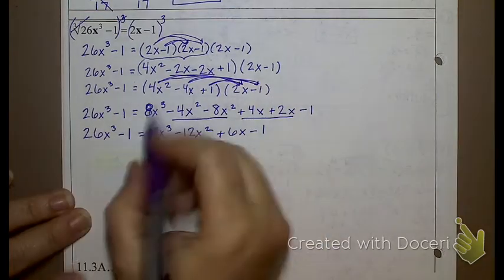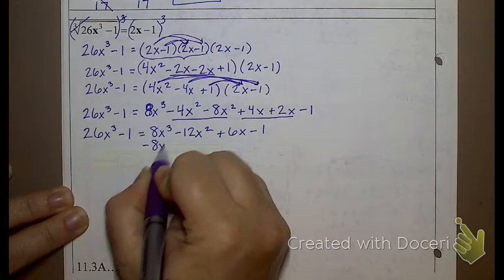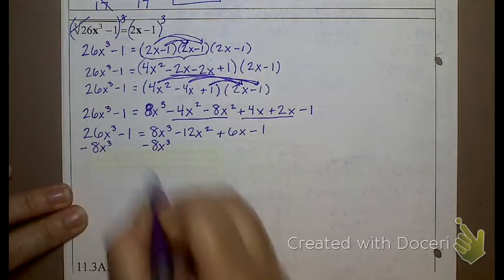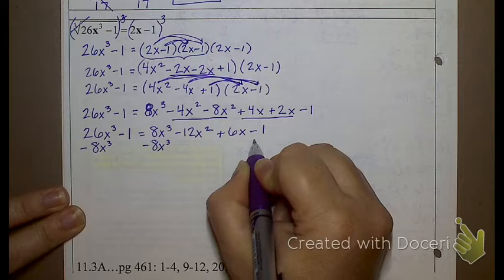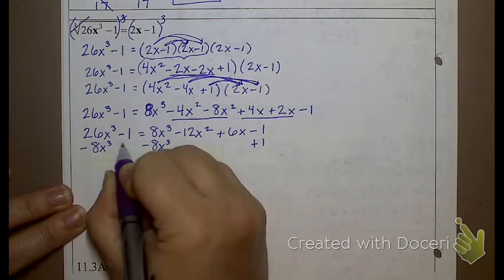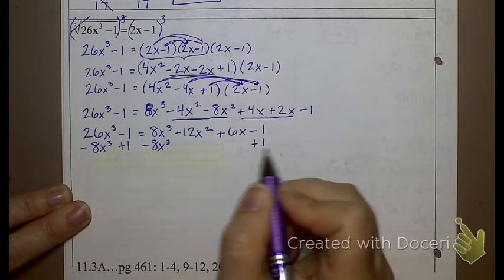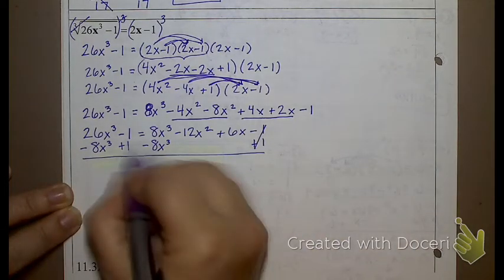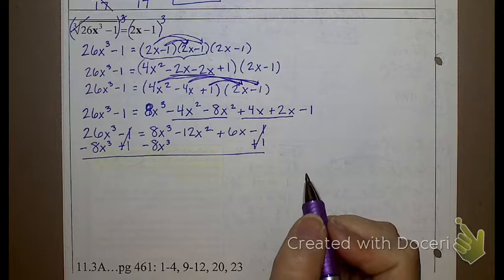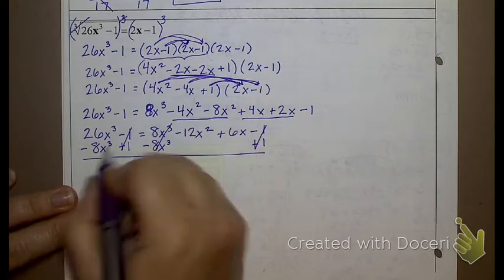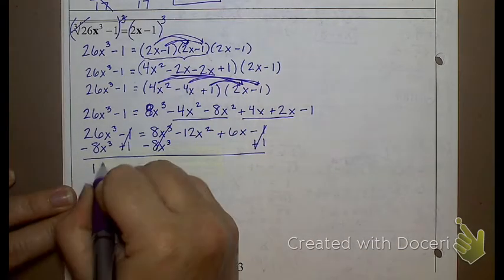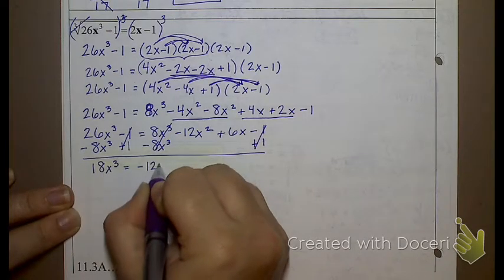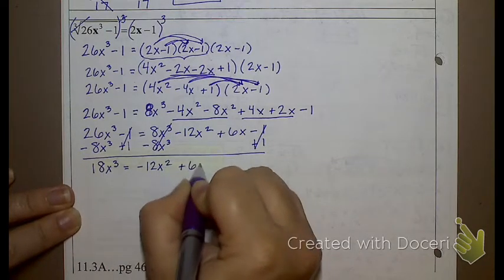Okay? So I'm going to start off by subtracting 8x cubed from the 26x cubed. In the same step, if it's okay with you, I'm also going to add the 1 because that also has a like term over there. What do you notice about adding the 1? It cancels on both sides. Interesting. So I have 18x cubed equals negative 12x squared plus 6x.